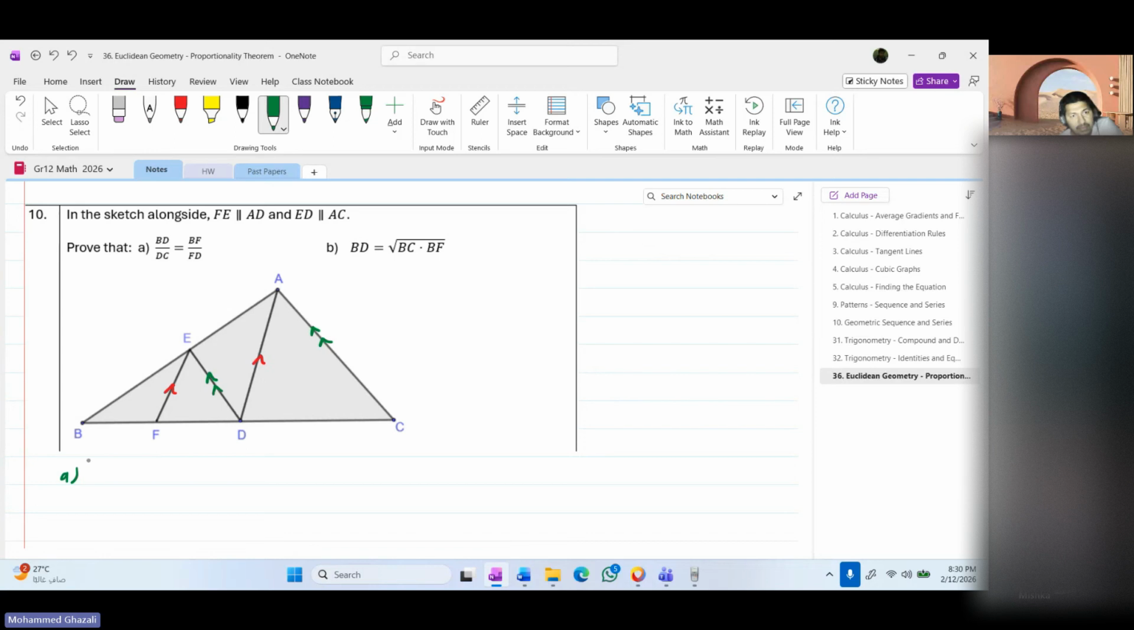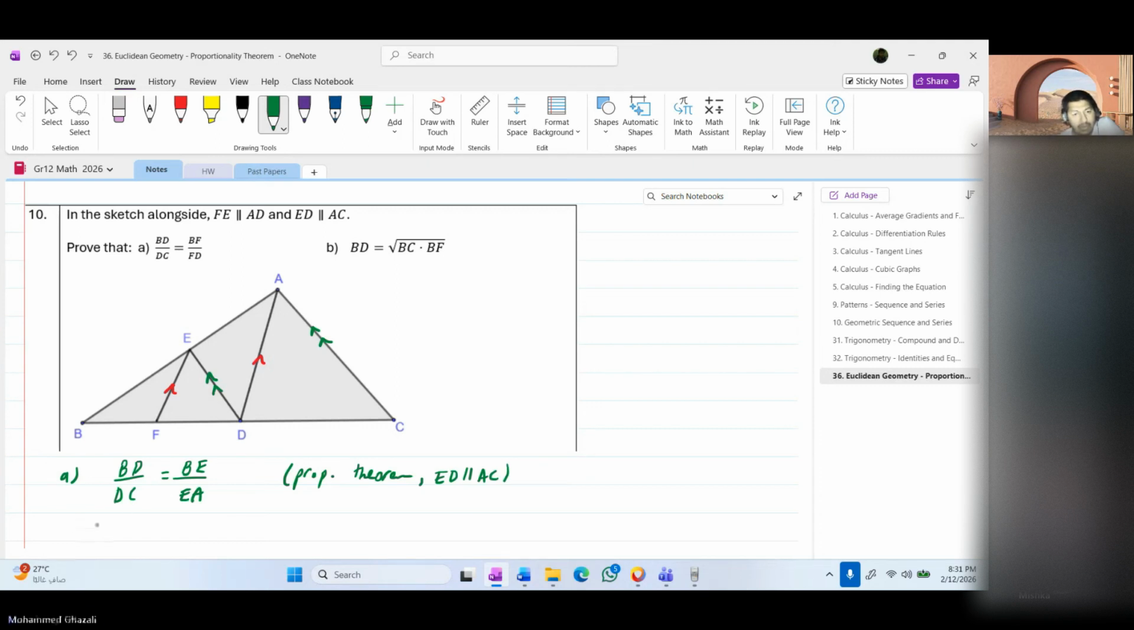If we want to find BD to DC, which triangle should we choose? We're choosing the triangle that has the green arrows. BD to DC will be BE to EA. And that's the proportionality theorem. Why? Because ED is parallel to AC.